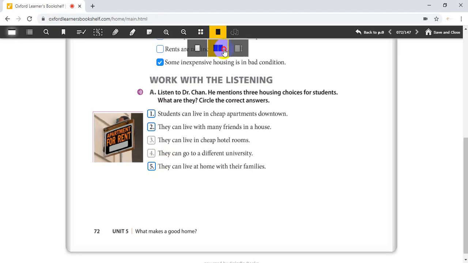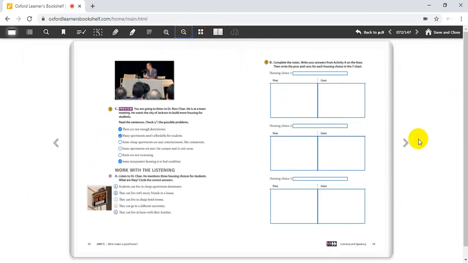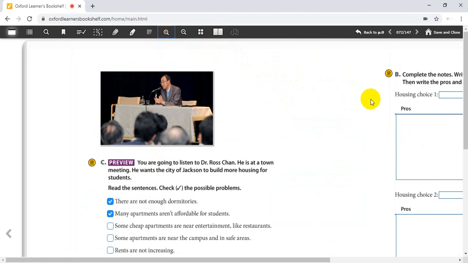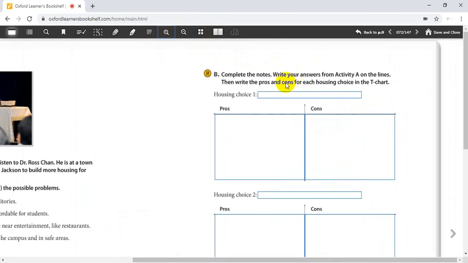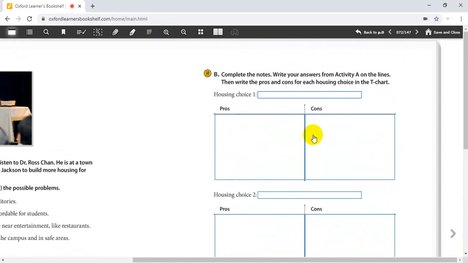Okay, so activity B, page number 73. In this activity, you're going to complete your notes from activity A. Dr. Chan gave three choices. Number one was cheap housing. Number two was they can live with their friends in a house. And number three was they can live with their family at home. So you're going to discuss the pros and cons of all three housing options given in activity A.